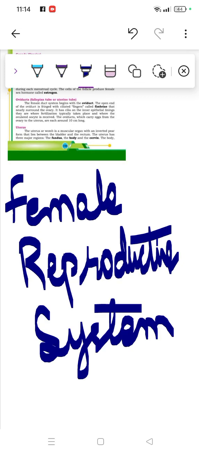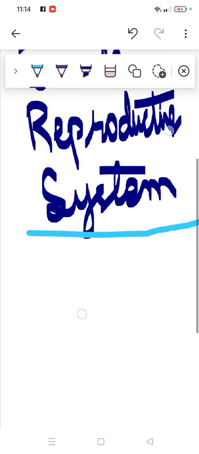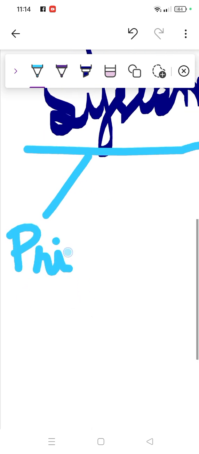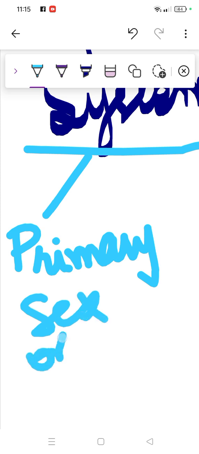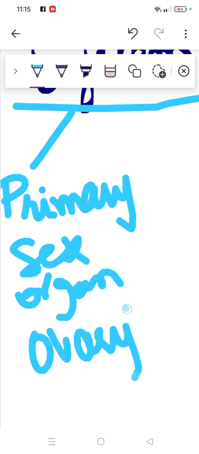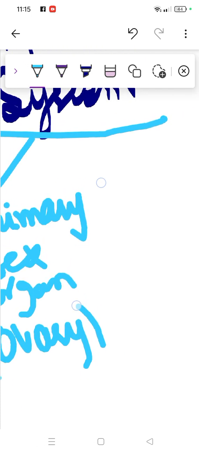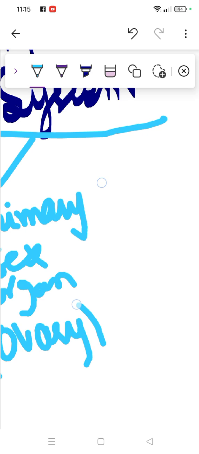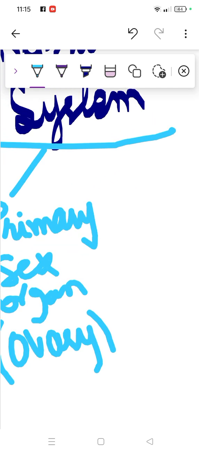So let's see. First thing you'll see is this part. This is divided into 4 parts. The first part would be called the primary sex organ, which is called the ovary. These are also called gamete-forming organs. These are the primary sex organs, where gametes are formed.